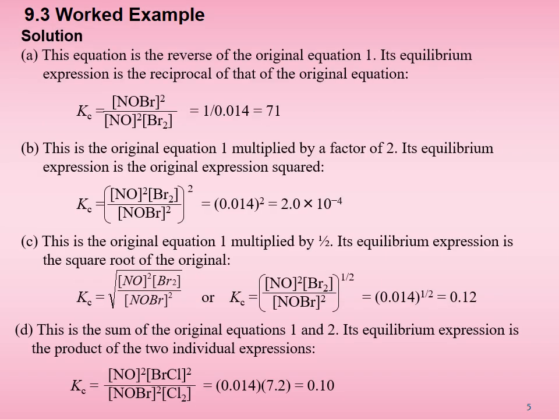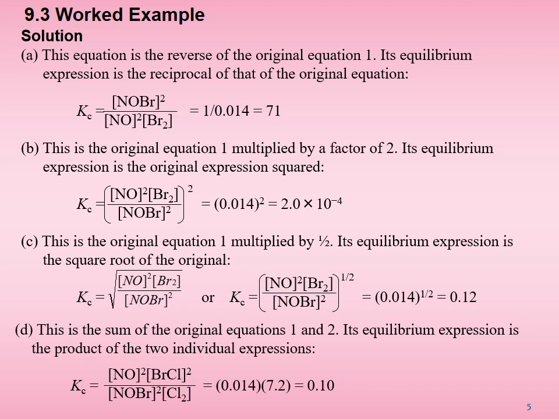Notice that the part A equation is the reverse of the original equation 1, where product nitric oxide NO and product molecular bromine Br2 take on reactant roles, and the reactant nitrosyl bromide NOBr takes on the role of a product. So like in the previous example, its equilibrium expression is the reciprocal of that of the original equation.